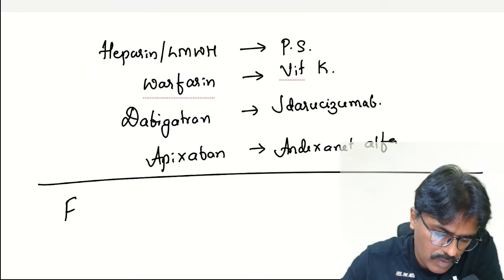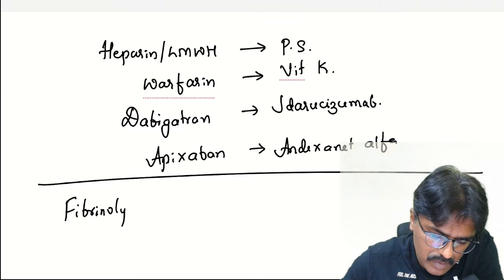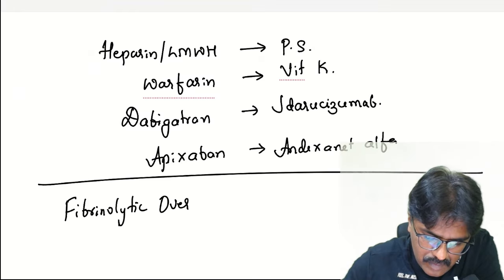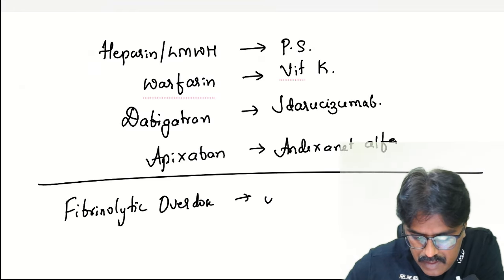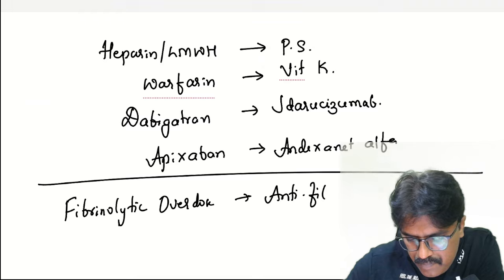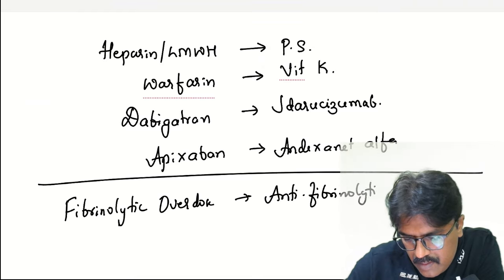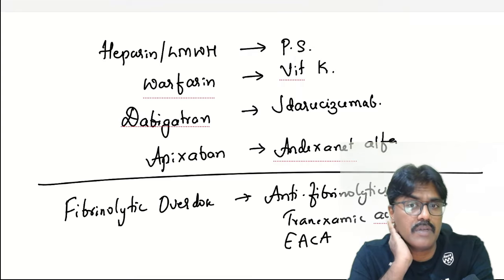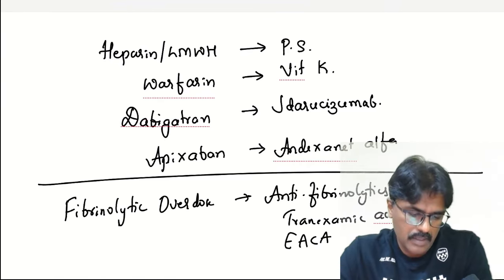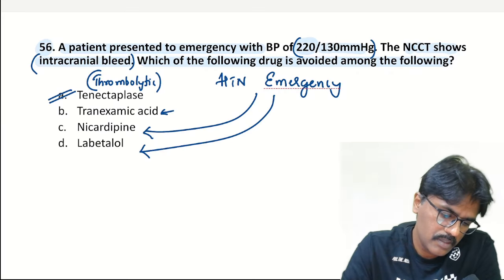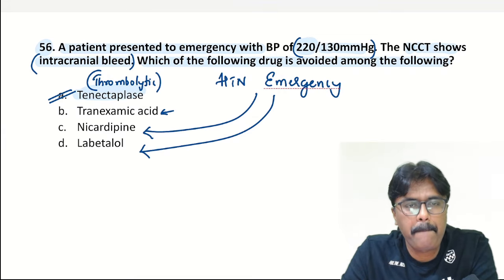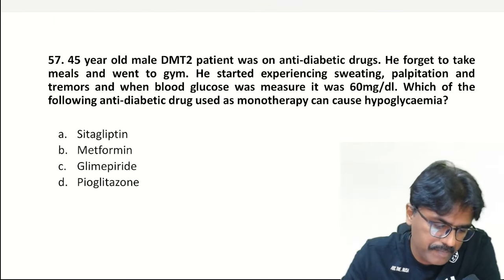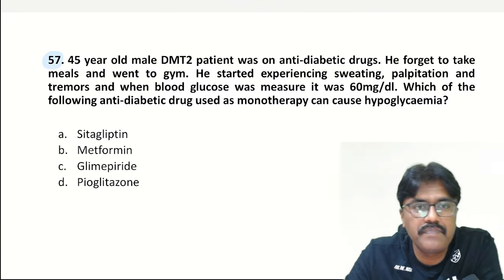Suppose there is an overdose of tenecteplase, a fibrinolytic overdose. Then the antidote is antifibrinolytics. The name is tranexamic acid or EACA, epsilon aminocaproic acid. So this is how the questions keep on coming. Right, so the answer for this question is A, tenecteplase.